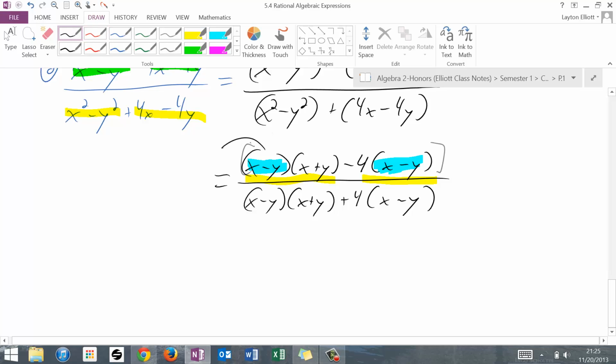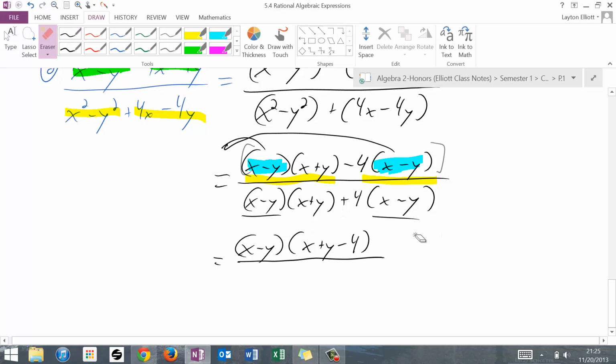And that x minus y is going to get pulled out, reverse distributive property, as x minus y, leaving behind an x plus y minus 4. Denominator, same idea. I'm going to pull out the x minus y. And what I get is an x minus y times an x plus y plus 4. Now that is factored.